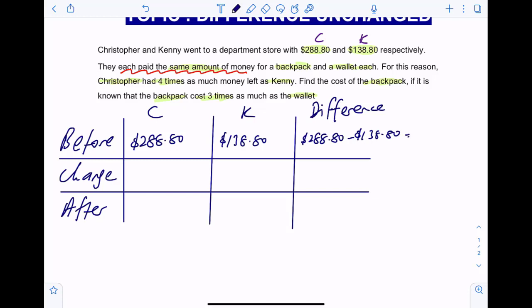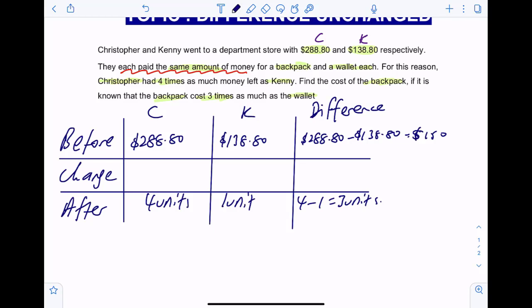$288 minus 138, that will be $150. That will be the difference that must remain later on as well. Okay, later on the difference must be 150 also, so please take note. Now, what's next? Okay, Christopher had 4 times as much money left as Kenny, so at the end, Christopher will be 4 units, Kenny 1 unit, and the difference in terms of units will be 3, 4 minus 1, 3 units. Okay, this is the difference in their monies.